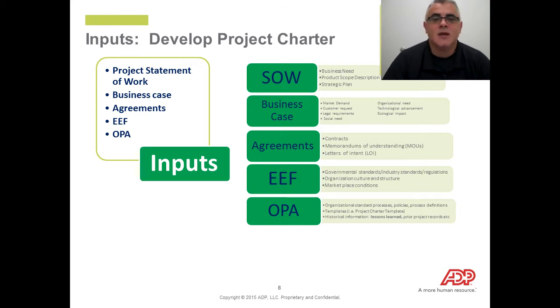Finally, there's OPAs, organizational process assets. These could be templates, historical lessons learned. Not only should you review them as you're developing your project charter, but you should be creating them throughout the course of working on a project. It's very important to share your lessons learned to continually improve the overall process, not just for you, but for others that may come across your information, your organizational process asset, as they embark on their projects.